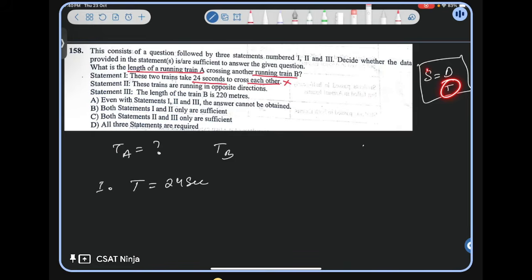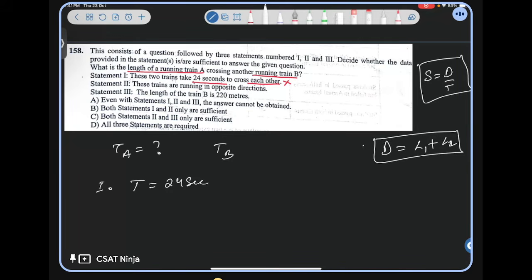But I don't know the speed there, and I don't know the distance there. So that's the reason why. What is distance here? In train problems, we write the length of train 1 plus the length of train 2 is nothing but the distance. In train problems, always keep in mind the distance is nothing but the length of the trains. So we have two trains here, which means the length of train 1 plus the length of train 2, okay?